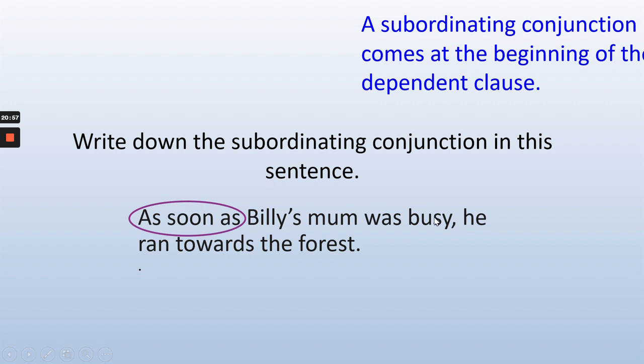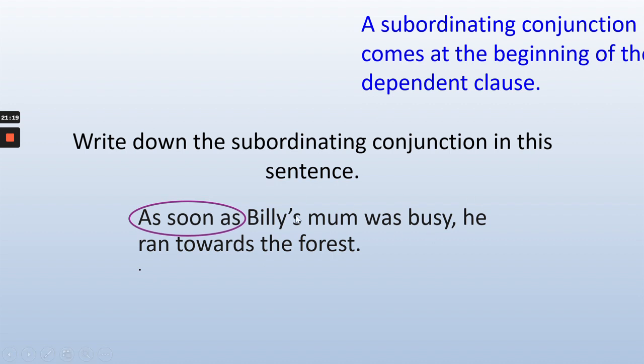Billy's mum was busy. As soon as Billy's mum was busy, he ran towards the forest. You could change that sentence around and say, he ran towards the forest as soon as Billy's mum was busy. But wherever we put that, as soon as Billy's mum was busy, it won't make sense by itself. It needs more in the sentence.